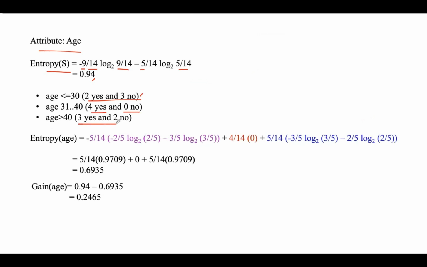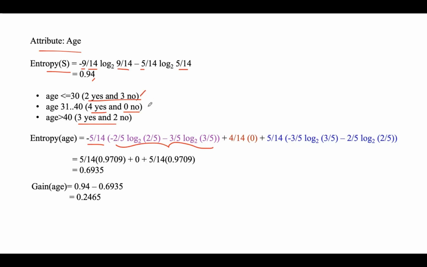Now, calculate entropy for age. We need to check how many examples come under the first category. The total number of examples is 2 plus 3, that is 5, so 5 out of 14. Next, find the entropy for this first category. The proportion of positive examples is 2 out of 2 plus 3, that is 5, so 2 by 5 log 2 by 5 to the base 2. Negative ones are 3 out of 5, so 3 by 5 log 3 by 5 to the base 2. So now we are done with the first one.